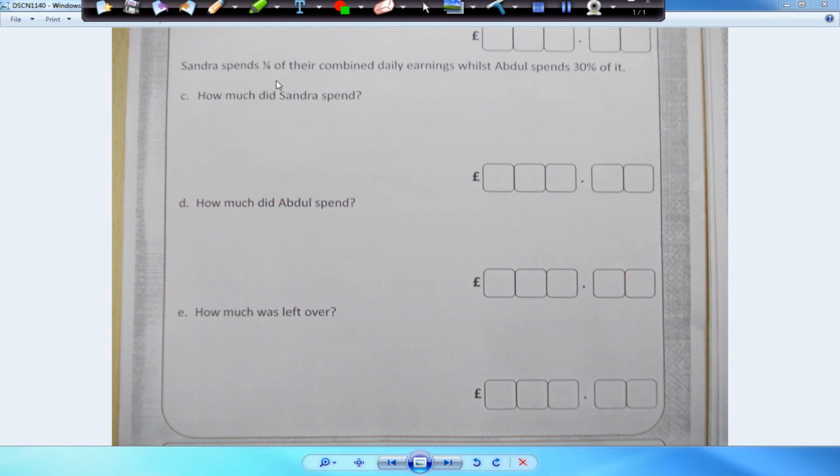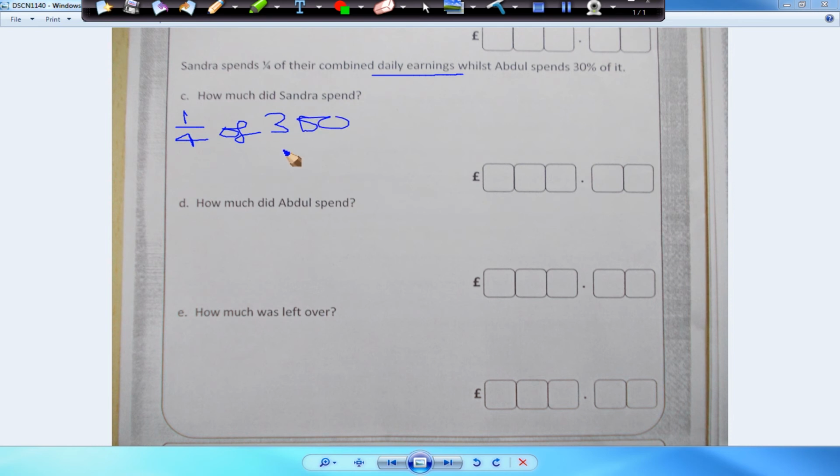Sandra spends a quarter of their combined daily earnings while Abdul spends 30% of it. How much did Sandra spend? Sandra spends a quarter of their combined daily earnings. So what's their combined daily earnings? What did they earn together at the beginning of the question? £300. So she spends a quarter of 300.